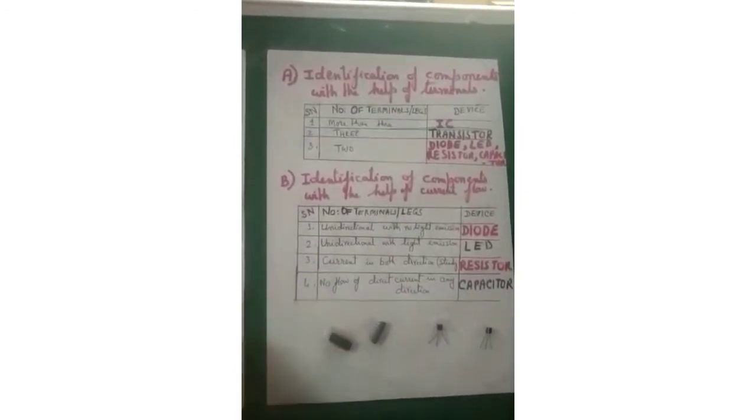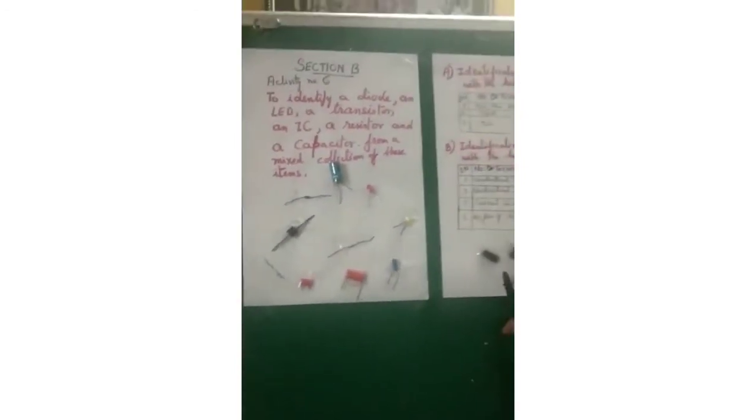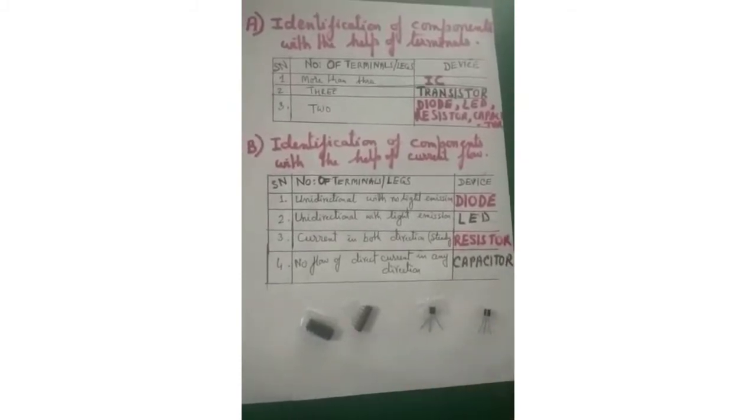So let us see which is the device with so many legs. Here I see 3 legs, no. 3 legs, no. Here you see 2 legs everywhere. Now here you see multi-legs. So multi-legs means this is an IC. IC means integrated circuit in which you have embedded diodes, transistors and many other electronic devices.